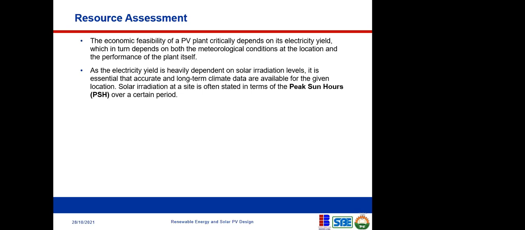Solar irradiation at a site is often stated in terms of the peak sun hours, PSH, over a certain period. Please note this, the emphasis is on peak sun hours. If during the day the sun rises from maybe 7 o'clock or 8 o'clock in some cases, and it falls by 5 o'clock or 6 o'clock, it does not mean that between 8 and 5 or 6, that's your peak sun hours. It doesn't work that way. I will explain this in the subsequent slide.